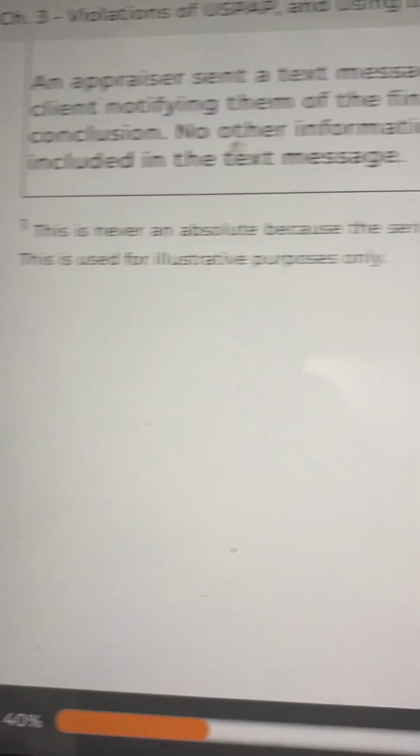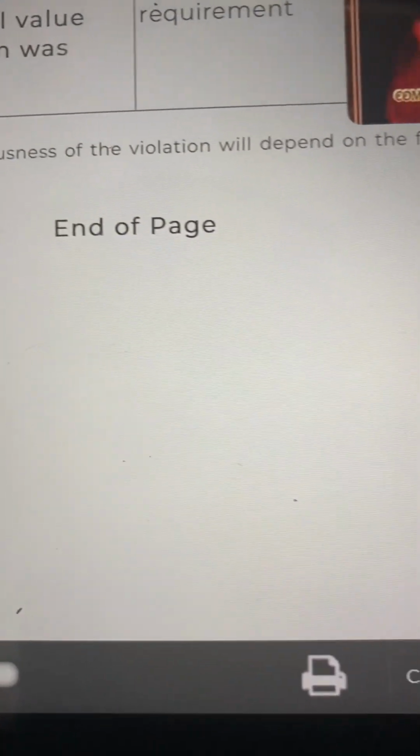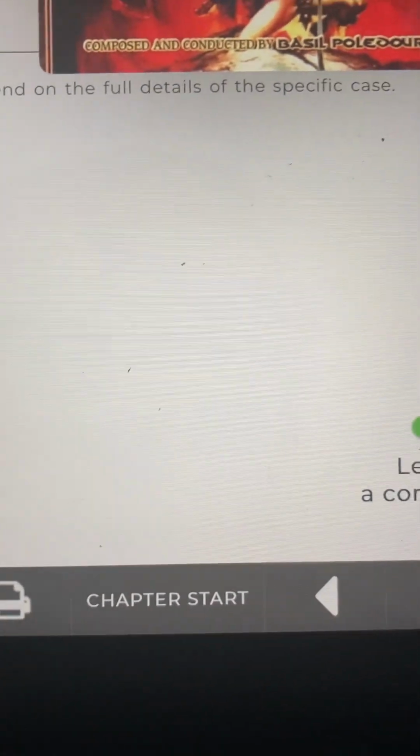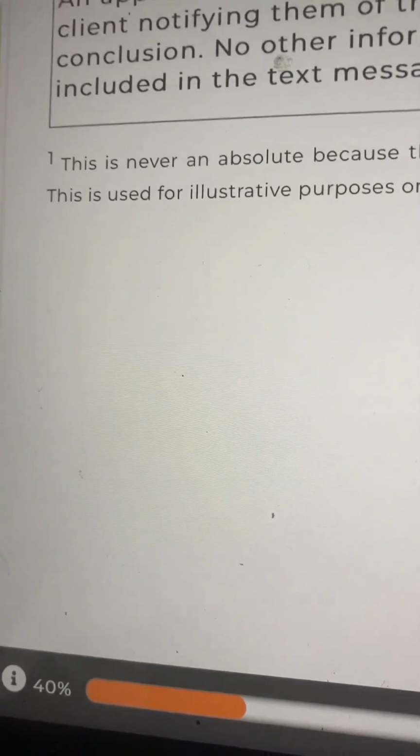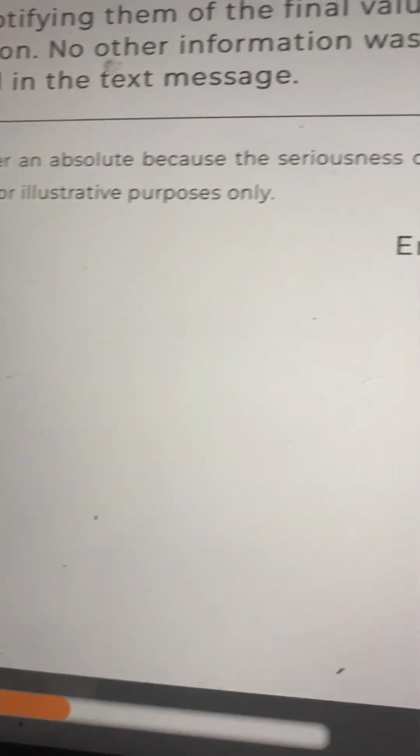This is never an absolute because the seriousness of the violation will depend on the full details of the specific case. This is used for illustrative purposes only. End of page.